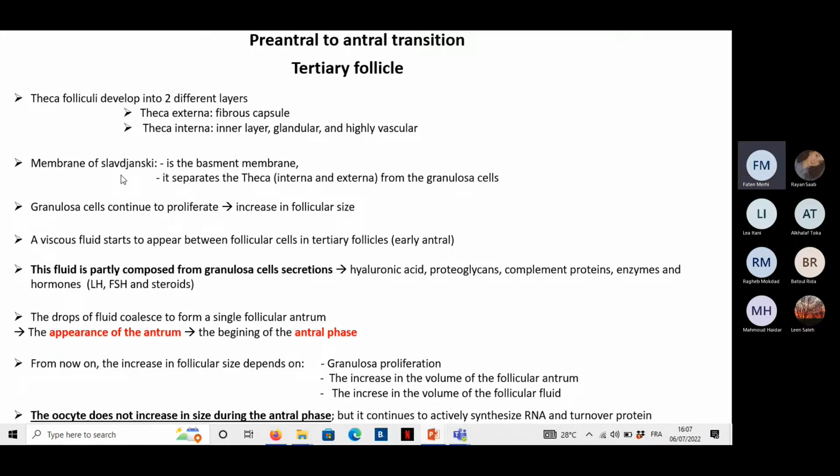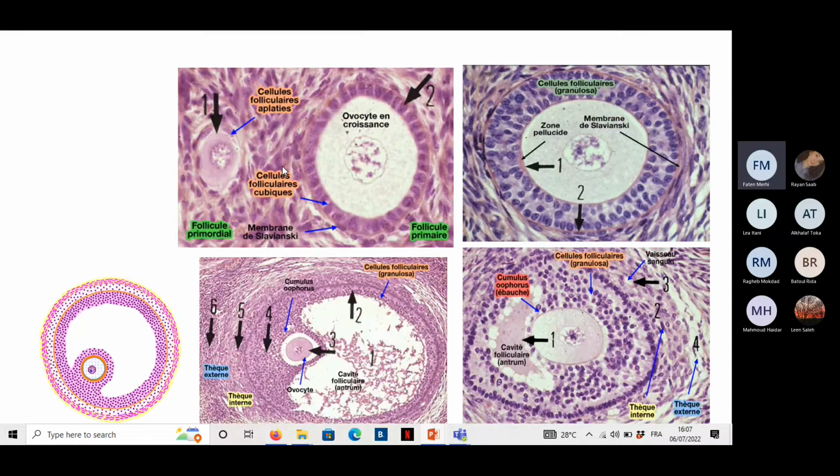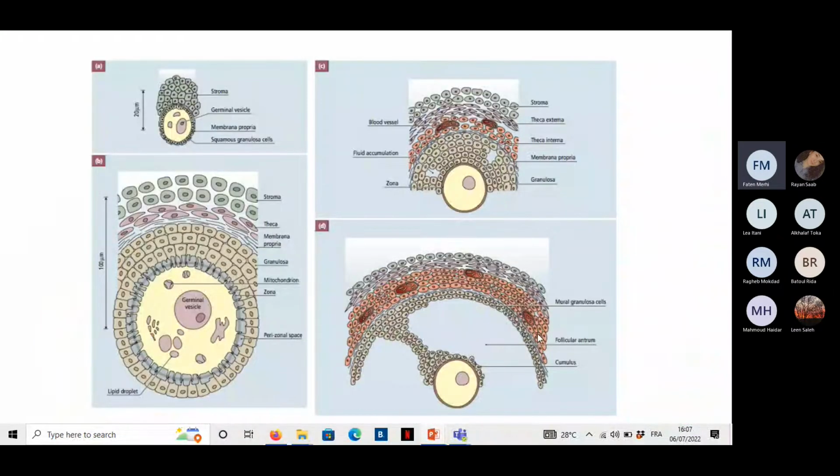And also we will have the membrane of Slavjensky. In fact, the basement membrane surrounding the follicle will be called the membrane of Slavjensky. Okay, this one here. So here, this basement membrane, what we called the basement membrane earlier, will be called the membrane of Slavjensky. So whenever you hear a membrane of Slavjensky, this means this is the basement membrane surrounding the follicle. Okay, and this membrane of Slavjensky will separate the theca from the ovarian follicle, and it will be directly adjacent to the theca interna.